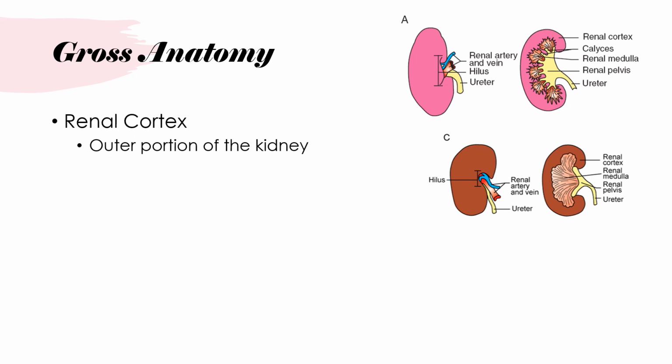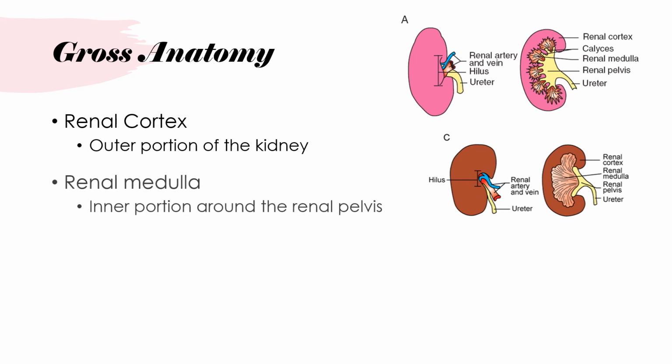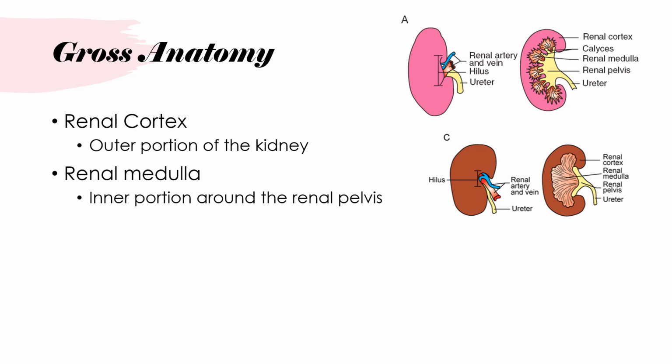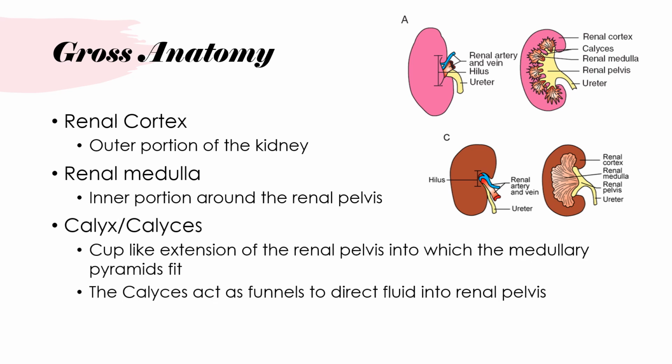All right. We also see a renal cortex, which is going to be the outer portion of the kidney. We then can see a renal medulla, which is the inner portion around the renal pelvis. We then see calyces, or a calyx. This is going to be cup-like extensions of the renal pelvis into which we have medullary pyramids, and they're going to fit kind of in there.